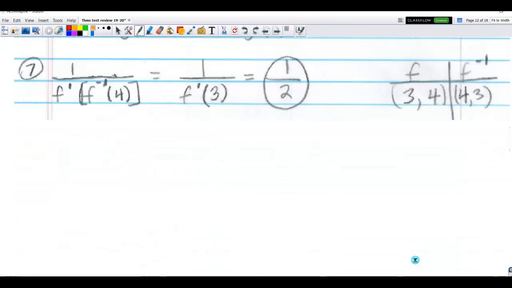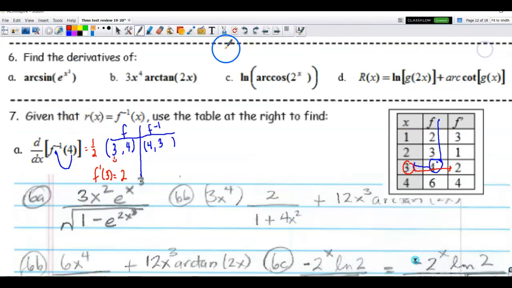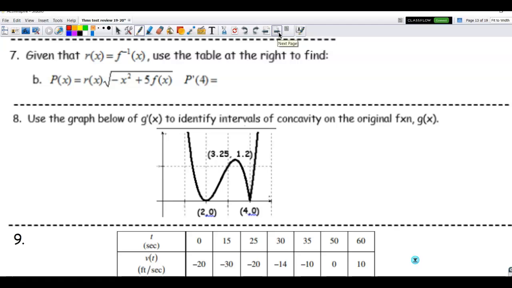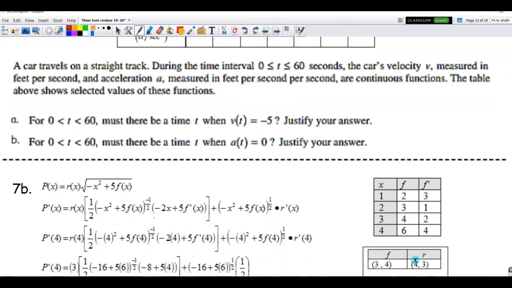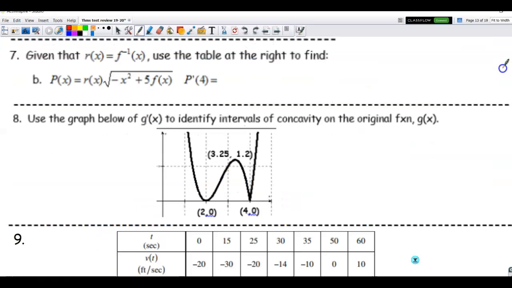Okay, moving on. Yep, I agree with myself. Yes, that's always a good thing, I guess. Number 7. Okay, I don't have that worked out, so I guess I'll work it out right now. Let me see how far this actually goes on your review.